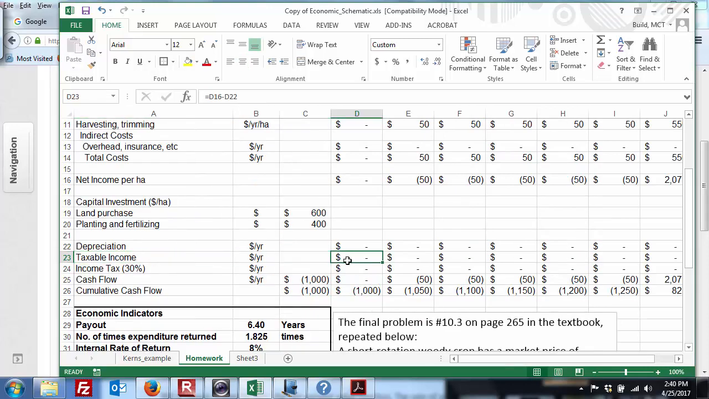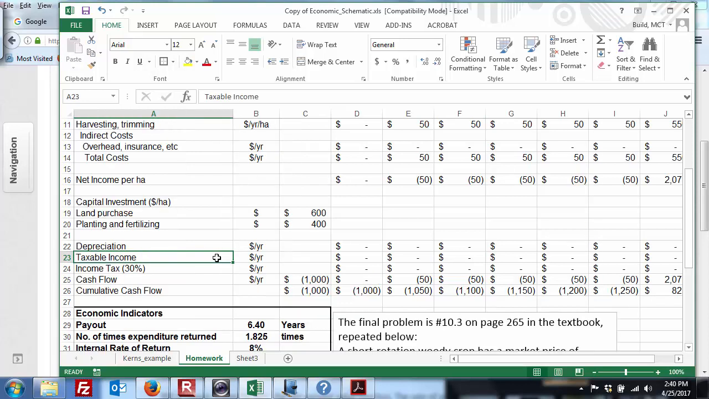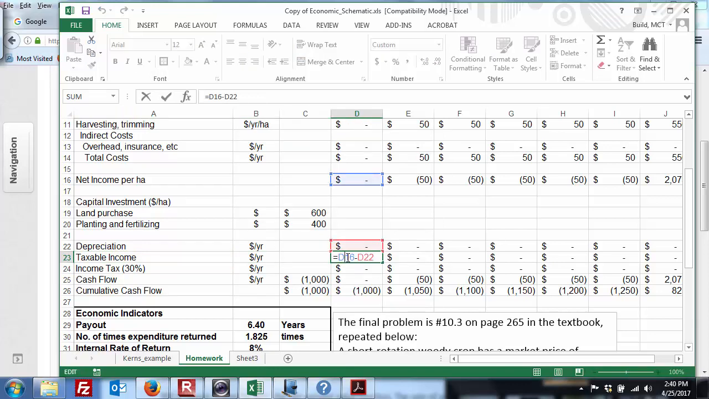Taxable income. Nothing in the first year. Why did that happen? Hang on. Taxable income, hang on. Let's just see what this is. Let's copy that over.